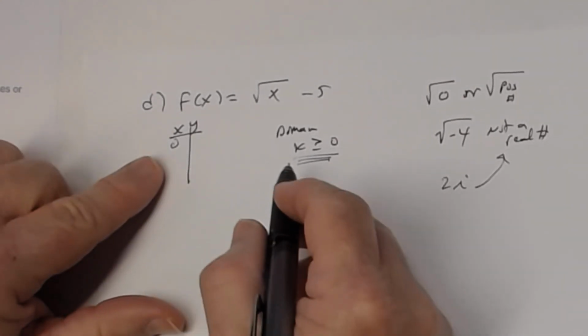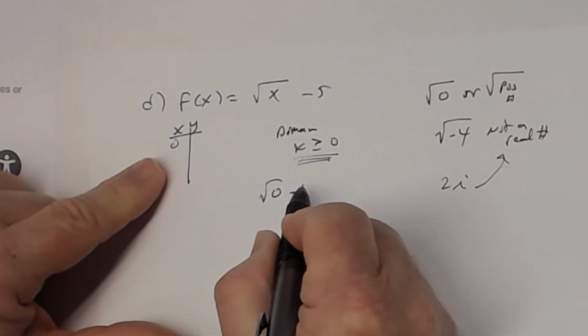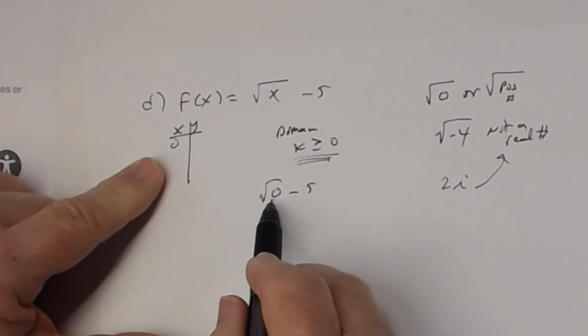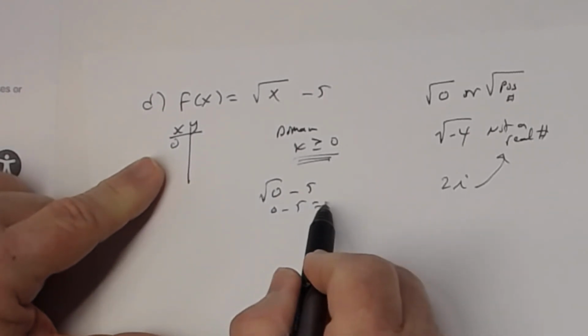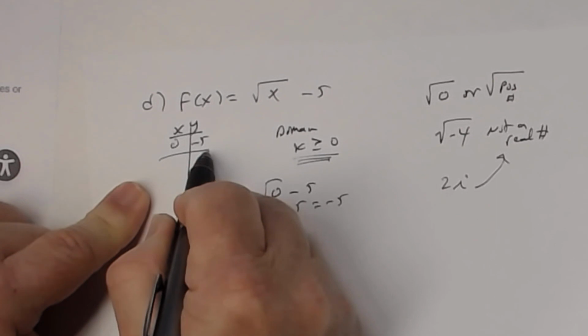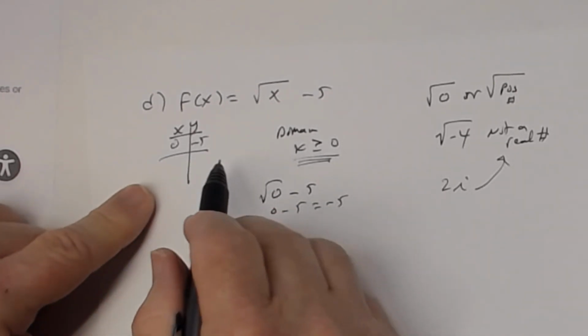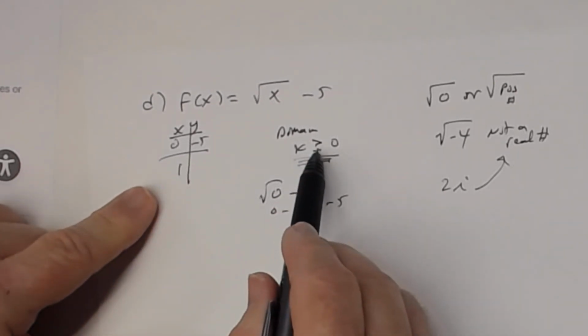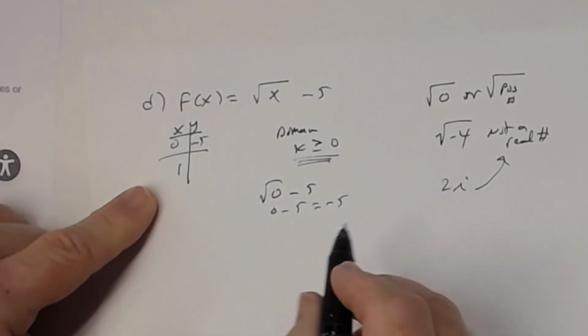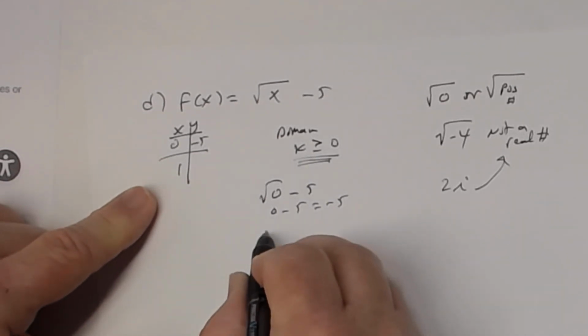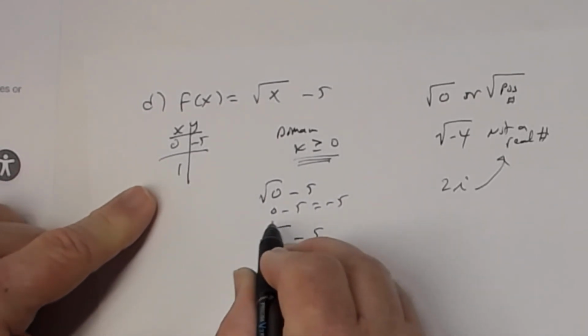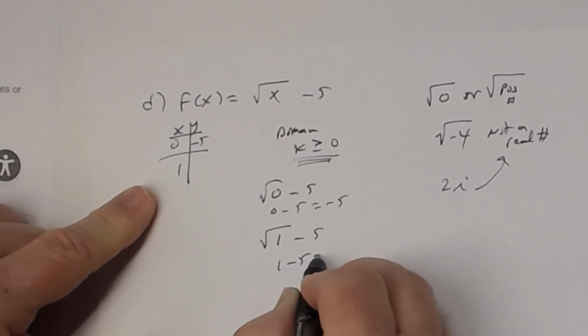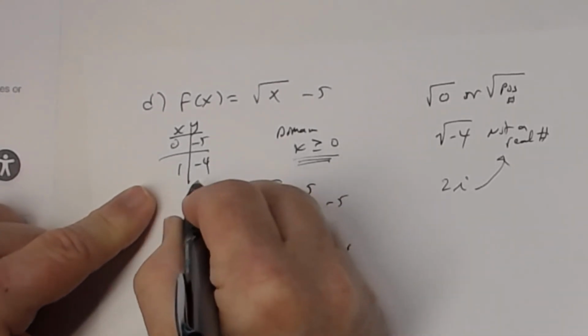So when x is 0, I have the square root of 0 minus 5. Well, the square root of 0 is 0. 0 minus 5 is negative 5. So that's negative 5 right here. If x is, let's say, 1, 1 is greater than or equal to 0. I have the square root of 1 minus 5. Well, the square root of 1 is 1. 1 minus 5 is negative 4.